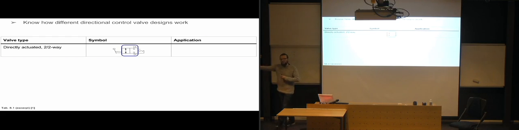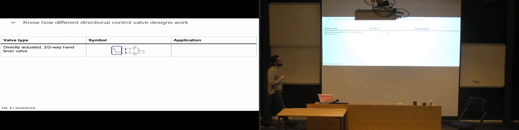So it has two ways for the flow to move from the valve. And the second two here, which is behind the slash there, means that it has two positions to stay in. So it can either be closed, as it's shown here, or it can be open, allowing flow past it.